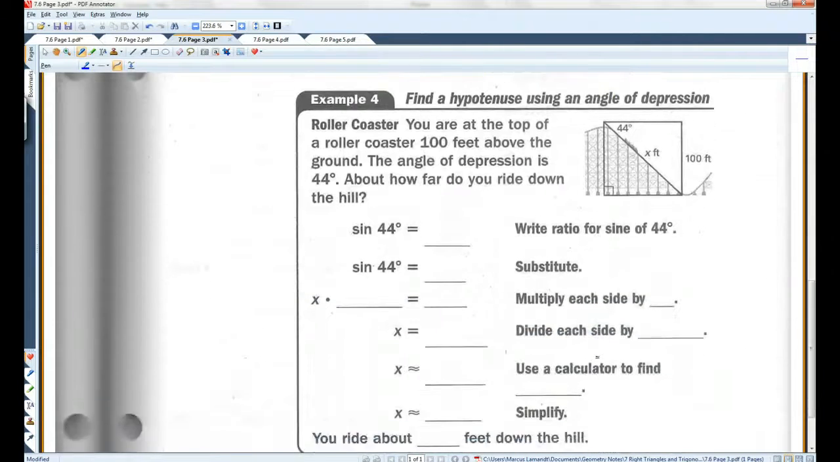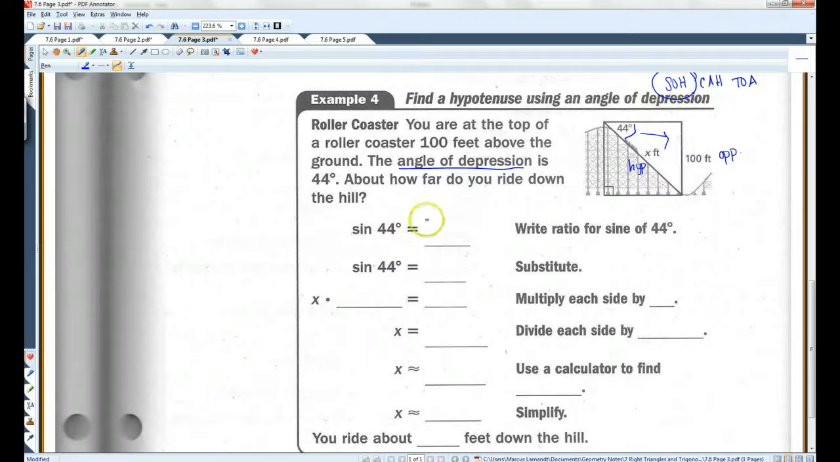Alright, example 4. You are at the top of a roller coaster 100 feet above the ground. The angle of depression, that was one of our vocab, is 44 degrees. That's this angle here. About how far do you ride down the hill? Okay, so once again, this is the opposite side, and this is the hypotenuse. Opposite and hypotenuse. Think SOHCAHTOA. Again, we're going to use sine.